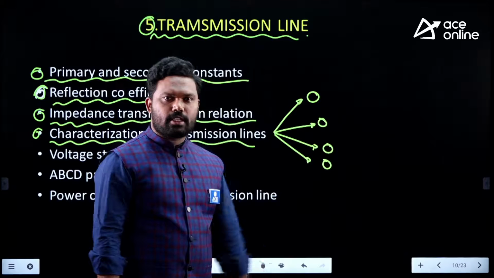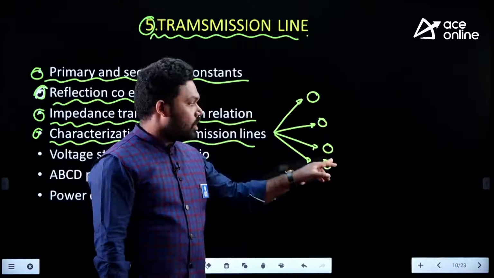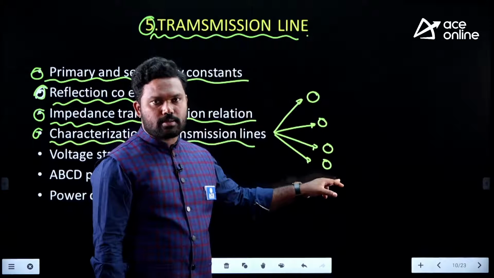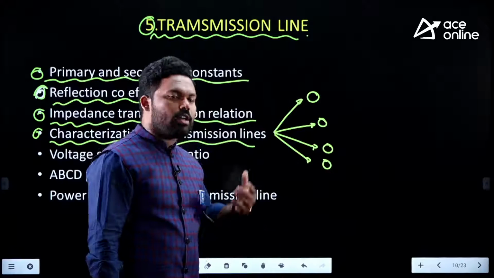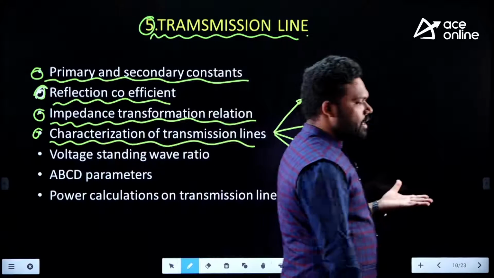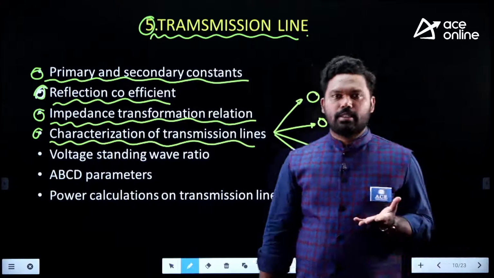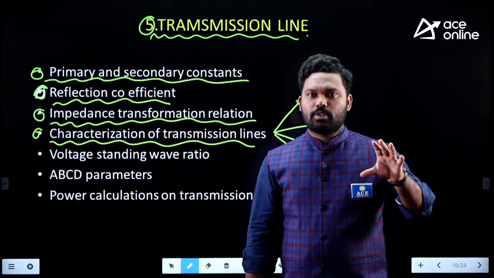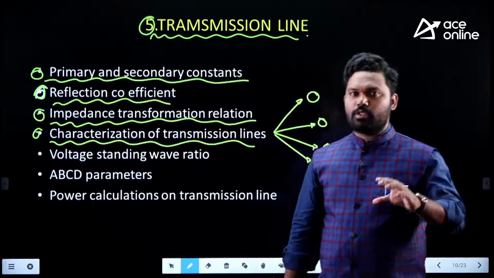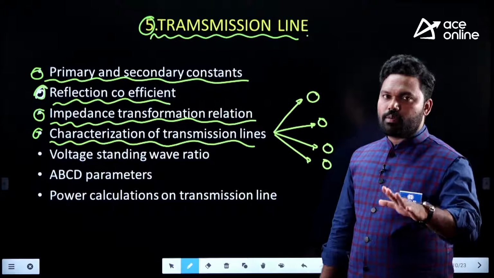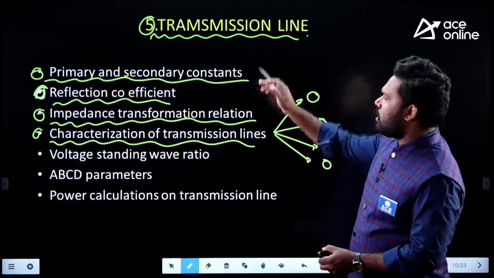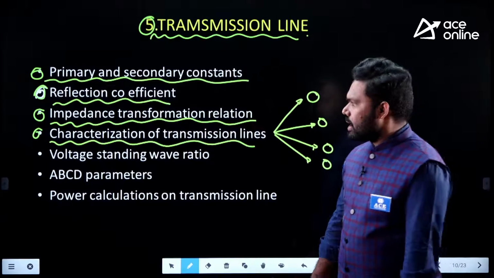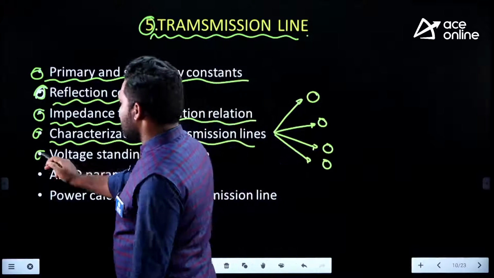We do not have much discussion on the high loss transmission line, but what is more important is the distortionless transmission line. You will find a lot of resemblance of this transmission line analysis with the electromagnetic theory. If you learn the electromagnetic theory properly, that means uniform plane wave or EM wave propagation in the unbounded medium, there will be a lot of resemblances here. And then what is called the standing wave ratio.